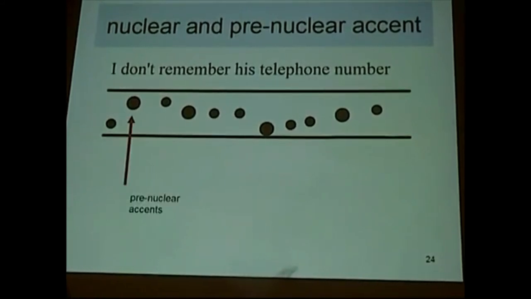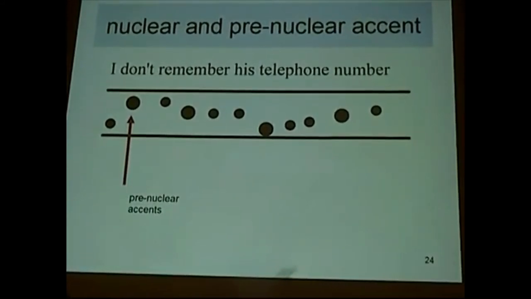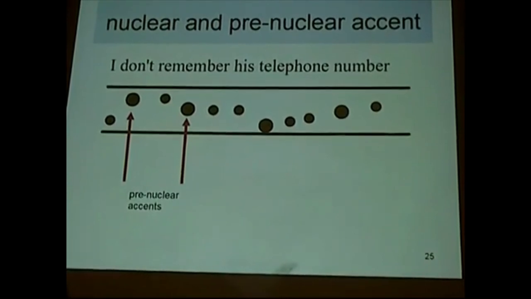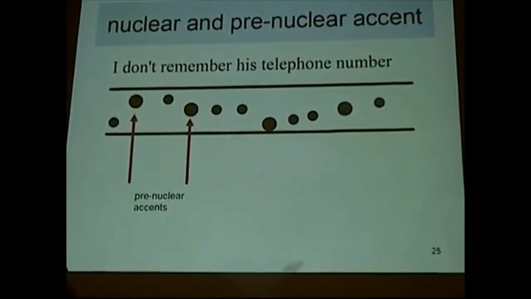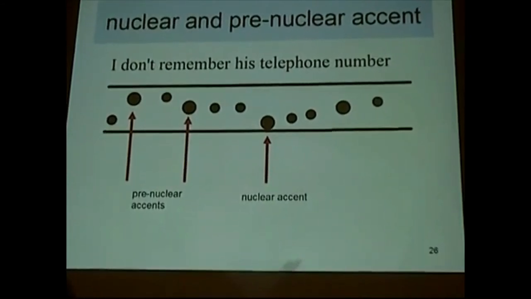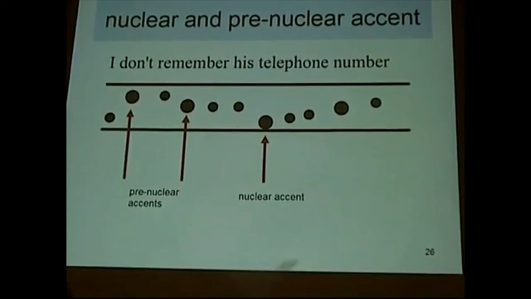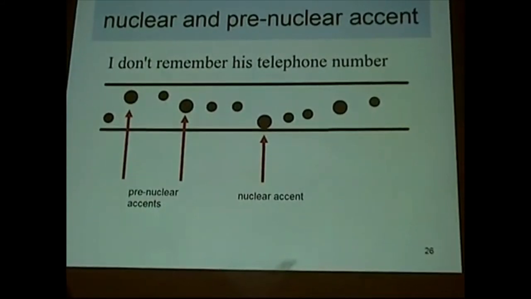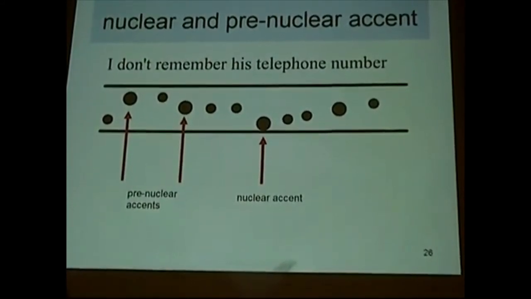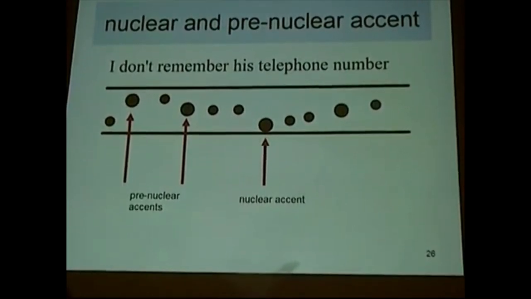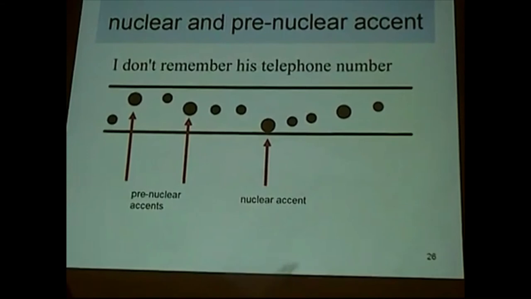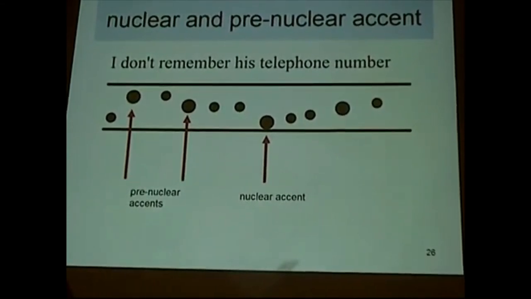Here's the other example we're looking at. We have some pre-nuclear accents. There's one there, there's another one there: I don't remember his. And then the nuclear accent there is the place where the rise was starting. Phone number. So three accents. How many stresses? Four. Because each of the accents is a stress, and there's still one after the nucleus.